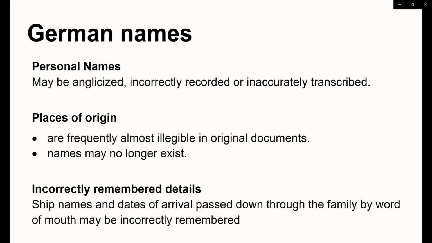And we have incorrectly remembered details, such as ships' names and dates of arrival passed down through the family by word of mouth. They may be incorrectly remembered. An example is the vessel La Rochelle, which may be remembered as Laura Shell. And this can take some unraveling. We need to treat all unverified information with caution until we can verify it.